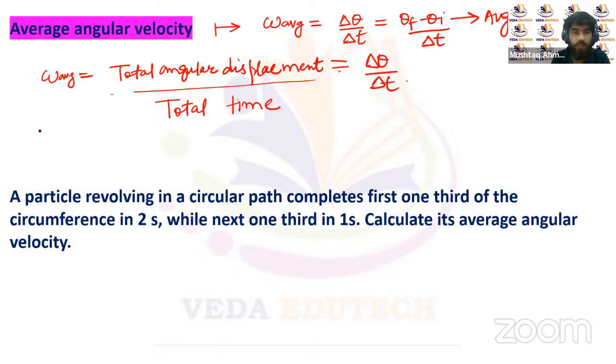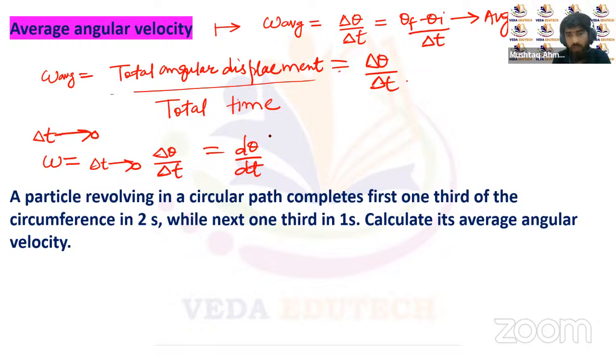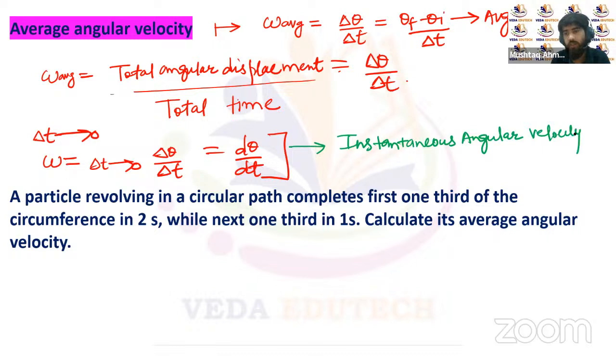Now, if this delta t tends to 0, then the angular velocity will be called the instantaneous angular velocity. With delta t tending to 0, delta theta upon delta t we can write as d theta upon dt. This is what we call the instantaneous angular velocity.